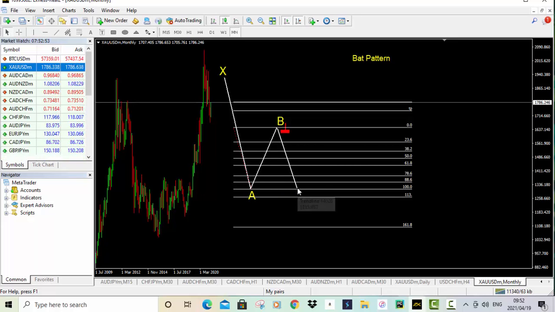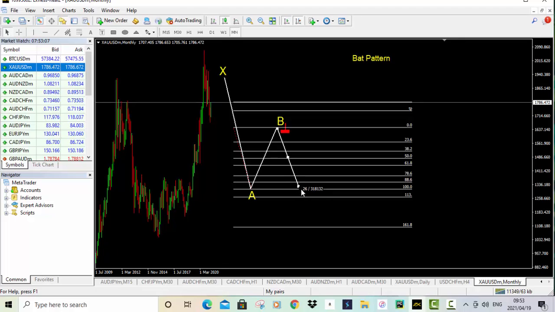Similarly to the B leg, where price mustn't go beyond the 61.8. It's basically the same thing, guys. That's how you identify it. So it mustn't come here.